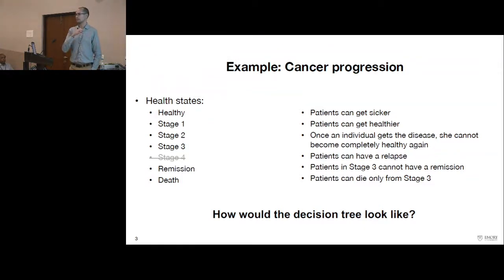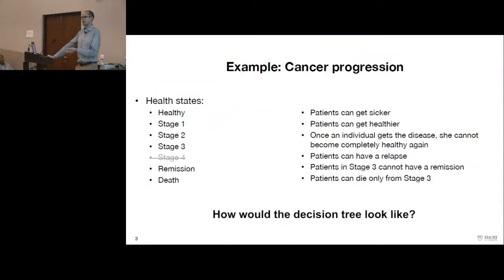When you have a research question like this, the first thing you would do is to think about, so what are the major health states where patients can be? So patients can be healthy before they get cancer. They can be in stage 1, stage 2, stage 3, and stage 4 cancer, but I crossed out stage 4 just to simplify it a little bit. I acknowledge that it exists, but for this example, let's just forget that it exists. They can be in remission, but they can also die from the disease.